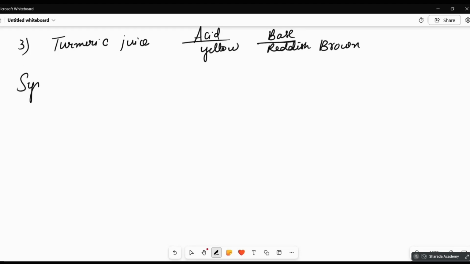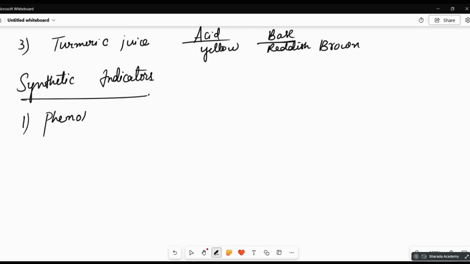Synthetic indicators. Write down now. Let me see, phenolphthalein. What will you get? Start writing. Right. Good. Phenolphthalein.